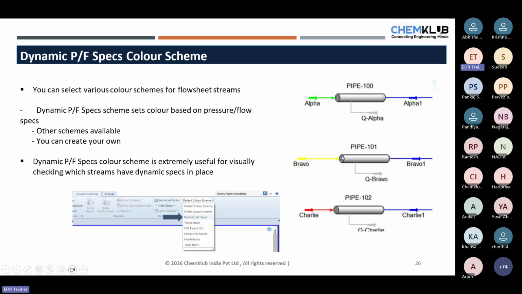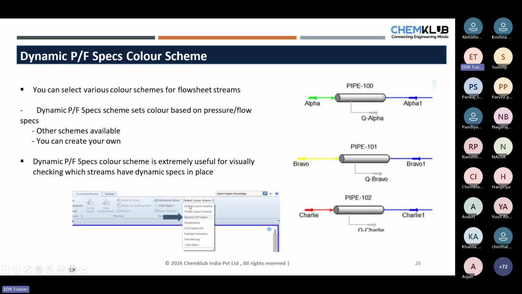So this is the color that is being used for the dynamic simulation, and this also helps you when you are developing a dynamic simulation. This is the second way you can verify whether you have correctly specified your dynamic simulation. So there is a dynamic PF and spec here within that default color scheme.